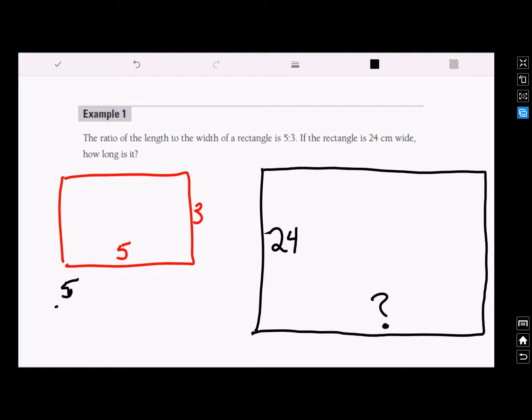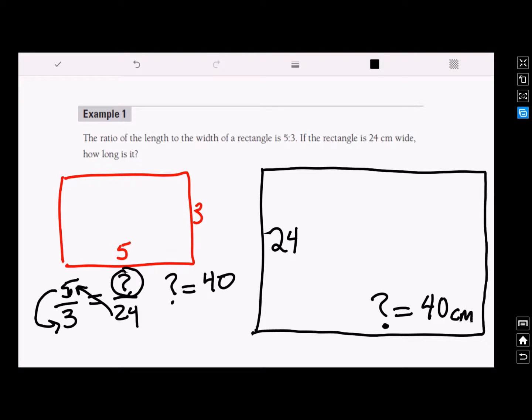The 5 to 3 ratio of the original rectangle has to equal the unknown length to width ratio of the new rectangle. And when we set up a problem like this, it really just becomes a cross multiply divide type problem. So to solve for this unknown number, we can just cross multiply 24 times 5, divide by 3, and that'll get us our unknown answer. So our unknown length is going to be 24 times 5 divided by 3, which will give us an answer of, I believe, 40. So this tells us that this unknown length here is going to be 40 centimeters.